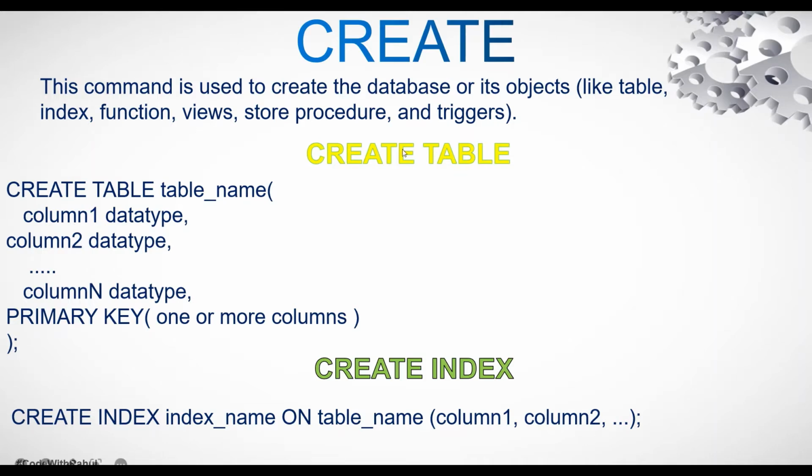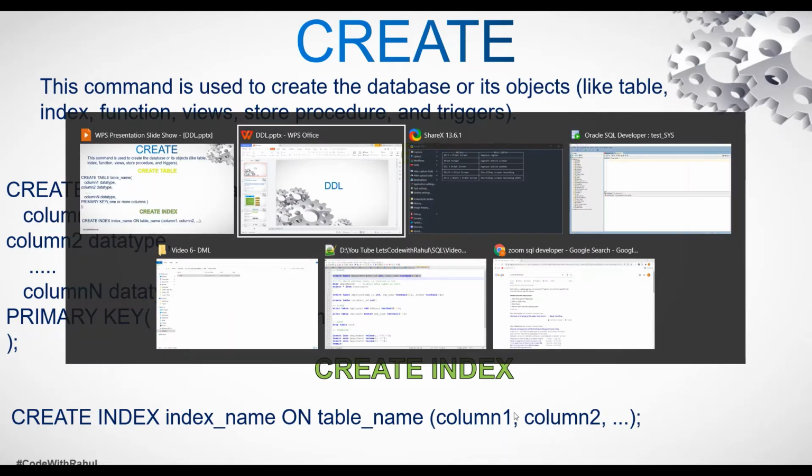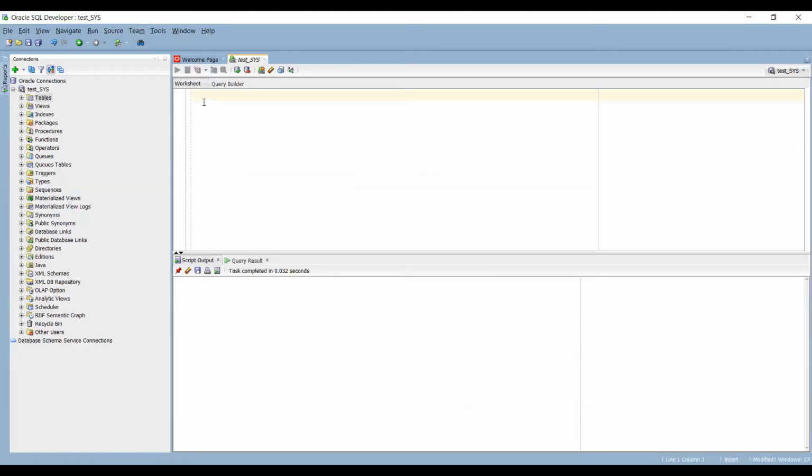So, create table, table name. Then we have to define the column name and then the data type. And if there is a primary key, we can define it in the same create table command. In a similar way, we can create an index: create index, index name on table name, and on which column we have to define the index. So let's have a look at the database.